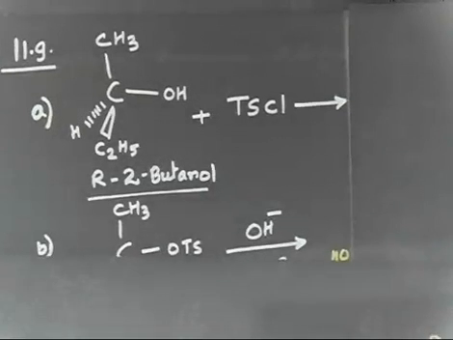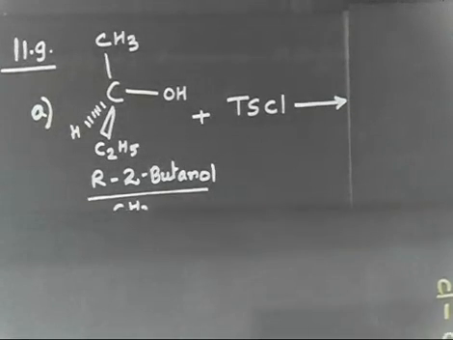So you have been given this problem. Let us rub this one. Let us do this problem. What will be the product? You have been given R-2-butanol. If this reacts with TsCl, what will be the product you expect? And in this case you have to show the stereochemistry very clearly.